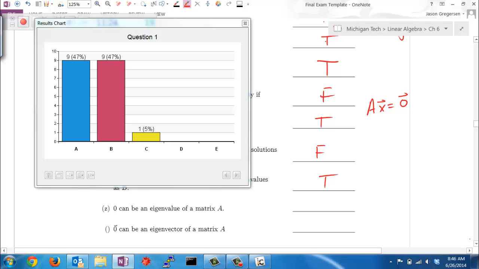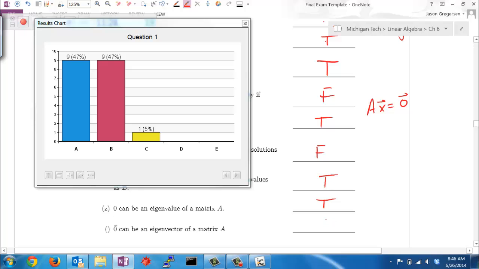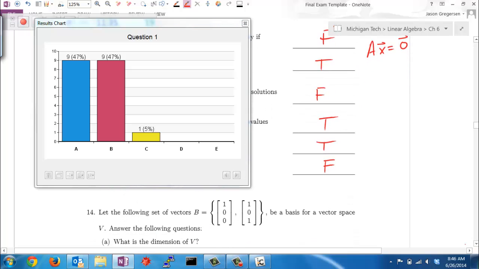0 can be an eigenvalue of a matrix. Yes, it can. 0 can be an eigenvector of a matrix. No, it can't. 0 can't be an eigenvector. 0 can be an eigenvalue. All right, and that gets us through the true and false here.